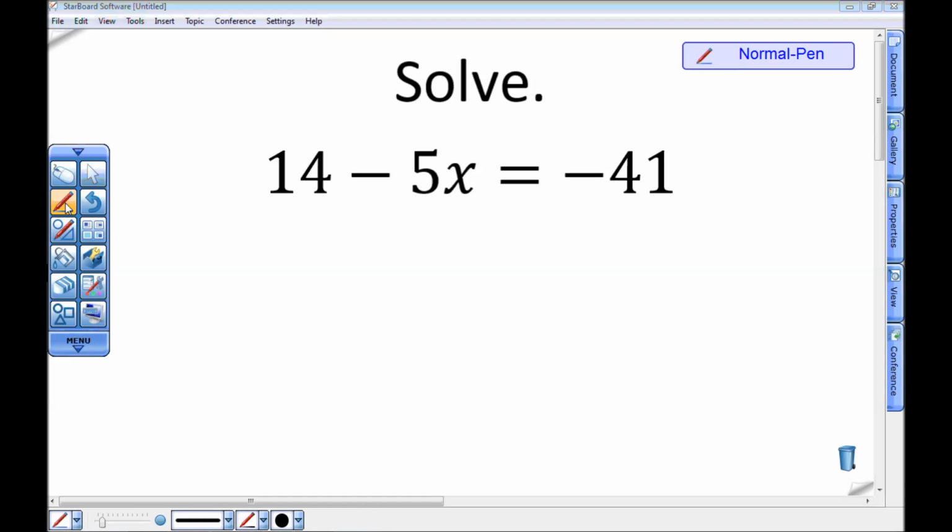So I'm going to go through solving a couple equations just for a few more examples to have around. So here I have 14 minus 5x equals negative 41.